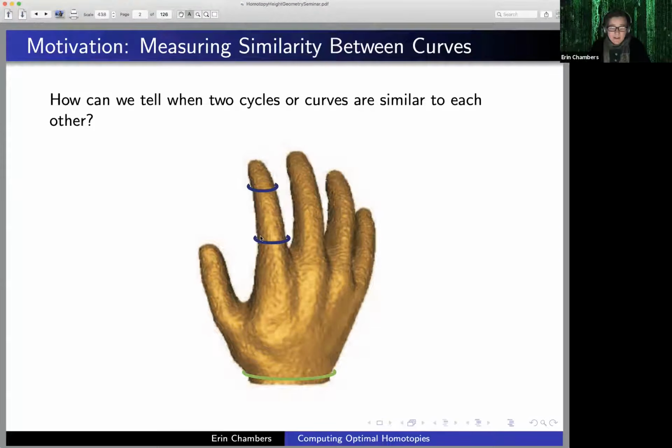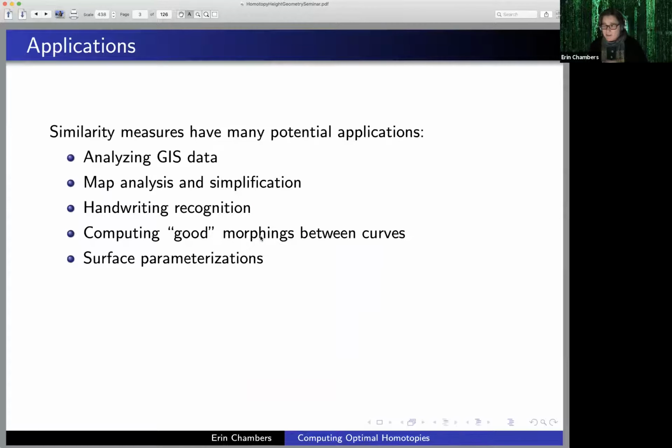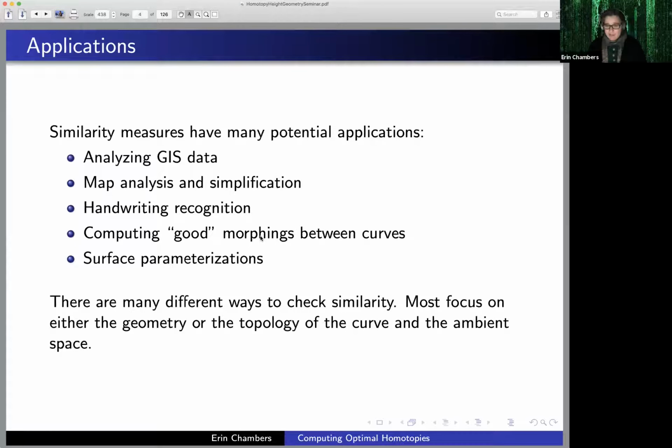So here are my token application areas for those that want to see them. This is coming up increasingly often when you're looking at GIS data analysis. Trajectories are often on some planar or nearly planar graph or surface. But map analysis and simplification, computing morphs between curves and parameterizations between surfaces, between medical imaging and GIS, you get this type of question quite a bit in a lot of areas. So there are my token applications.